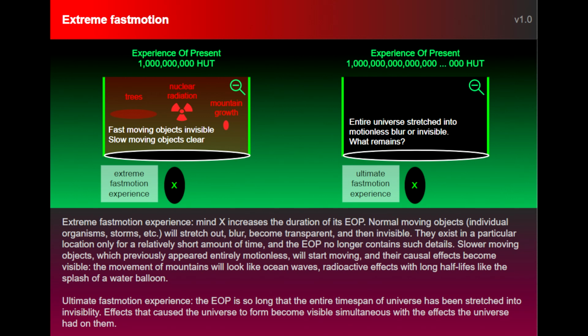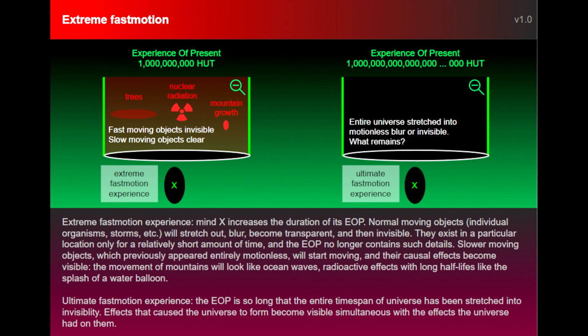Extreme fast motion experience: mind X increases the duration of its EOP. Normal moving objects, individual organisms, storms, etc., will stretch out, blur, become transparent, and then invisible. They exist in a particular location only for a relatively short amount of time, and the EOP no longer contains such details. Slower moving objects, which previously appeared entirely motionless, will start moving, and their causal effects become visible. The movement of mountains will look like ocean waves, radioactive effects with long half-lives like the splash of a water balloon.